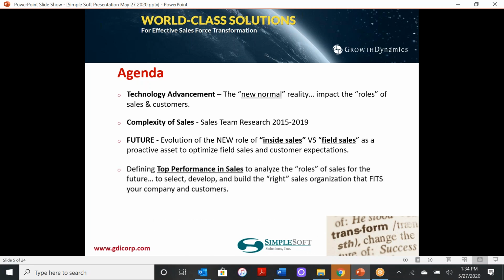And we're also going to talk a little bit about top performance in sales and how to analyze the role of sales for your company, which I would tell you is crucial when you look at the many changes that are occurring in today's customers: how they're buying, what they're doing, and how they're going to market is going to change how our sales organization needs to support their efforts.